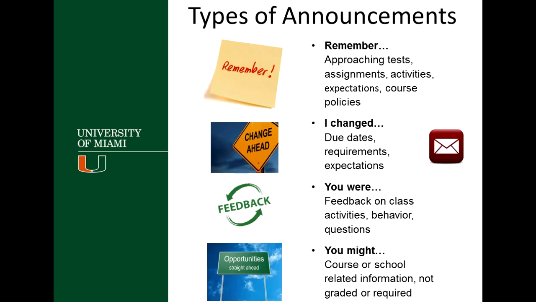I talked about four kinds of announcements: the reminders, things that you changed. And these are important that you document, that you put in the announcements, and usually that you email to the students. Feedback to the students on the class and what's going on. And then some ideas, opportunities, recommendations, thoughts of other things that they might be interested in.